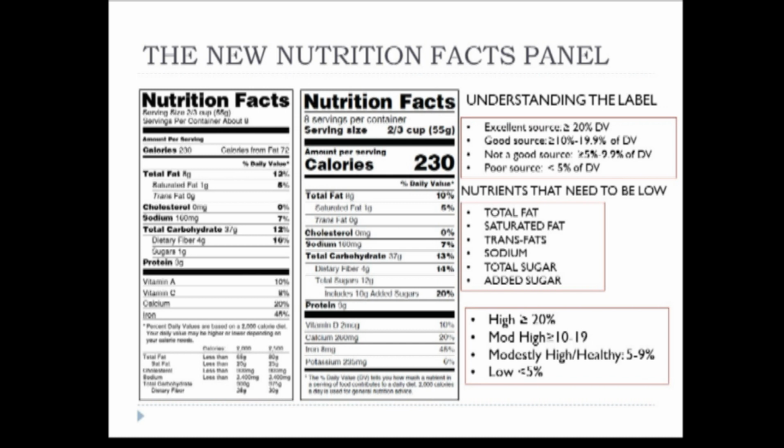So then when we're looking at these particular nutrients that aren't so good for us, there are several ways we can categorize them: high, moderately high, modestly high, or in other words healthy, and low. High would be any of these not so good nutrients being greater or equal to 20% of the DV. Moderately high would be 10 to 19%. Modestly high, or what we could also call healthy, would be contained within 5 to 9% of the DV. And of course, it would be considered low if it was less than 5%.